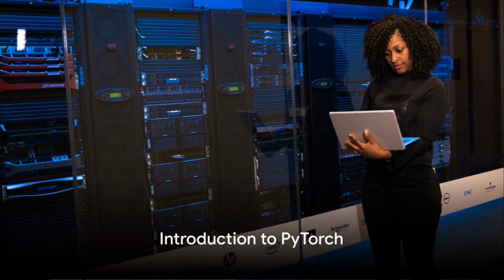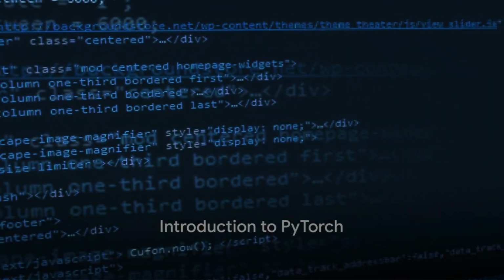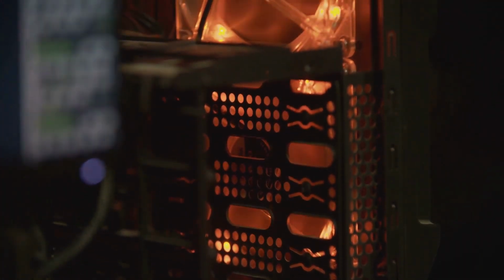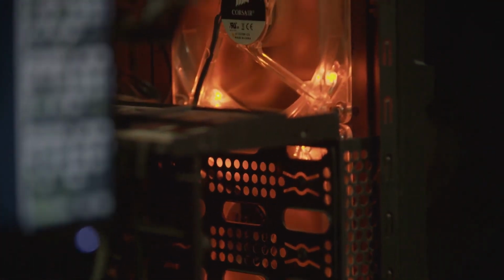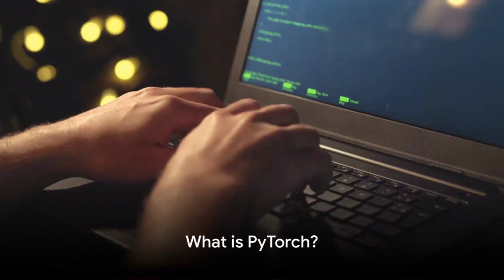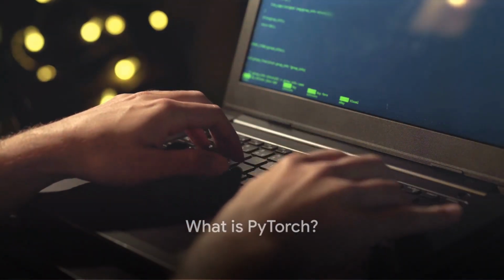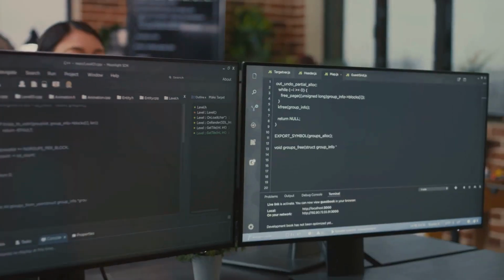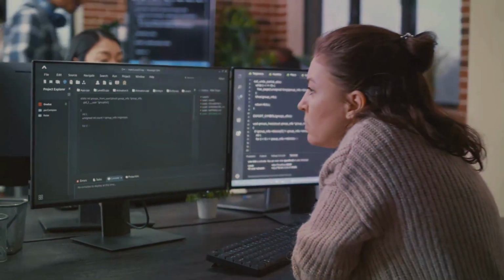Ever pondered what PyTorch is and why it holds such a pivotal role in the realm of data science? Well, today we're diving into this topic to unravel the mystery behind PyTorch and its significance in data science. In the simplest terms, PyTorch is an open-source machine learning library that's based on Torch. It's a scientific computing framework with wide-ranging support for machine learning algorithms.